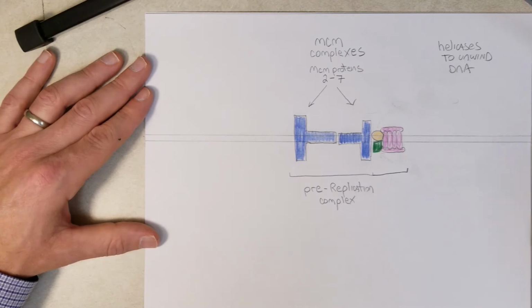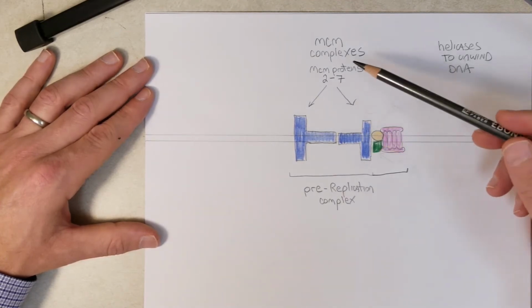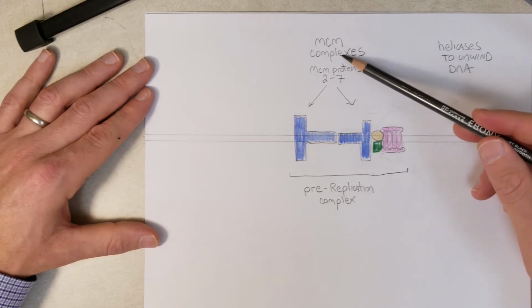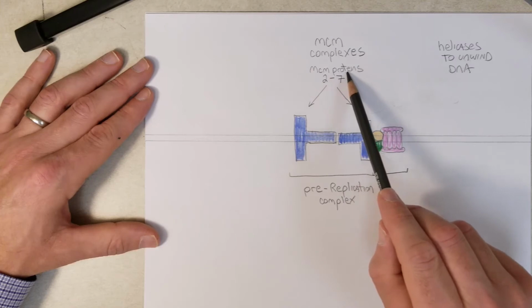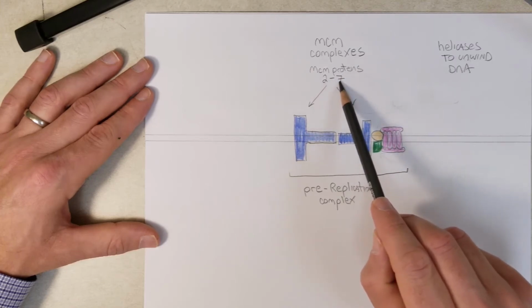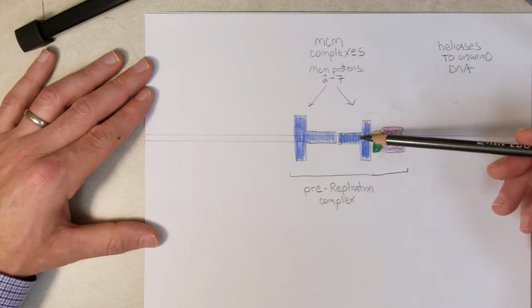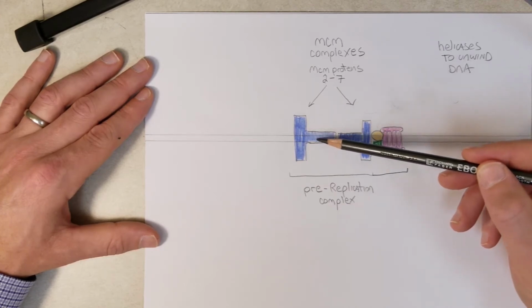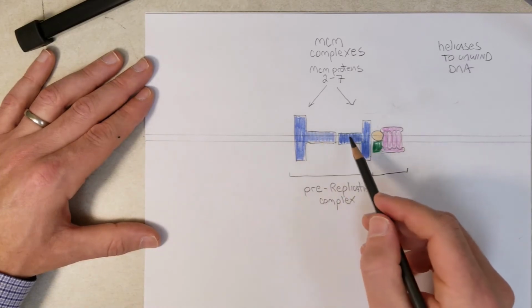So after CDC6 and CDT1 bind, they can help load on the MCM complexes. These are made up of MCM proteins 2 to 7, so that's 6 proteins in total on each side. Here we'll have 6 MCM proteins, 2 through 7 over here, and 6 over here. And these are the helicases that will unwind the DNA during replication.